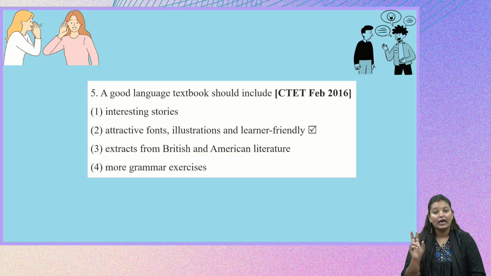You can easily rule out all the other options. Interesting stories does seem like an appropriate answer here, but it does not cover all the aspects. We have the second option, which is making sure that it is covering all the aspects here. The next one, extracts from British and American literature. This is not required. More grammar exercises. It should include exercises, but only on grammar. That will not be the right answer here.